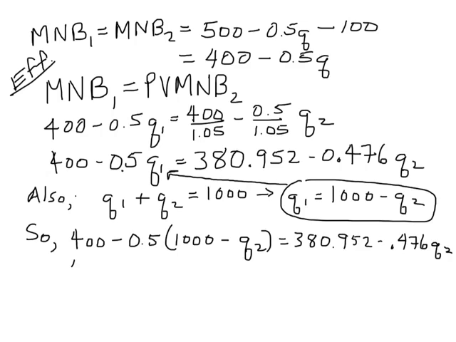This is equal to 400 minus 0.5 times 1,000, that's 500, plus 0.5 Q2. That plus comes because this is negative 0.5, and I'm multiplying through by negative Q2. Negative times the negative, negative 1 over here, times negative 1 is positive 1. So we end up with positive 0.5 Q2. All right, and that is what's equal to 380.